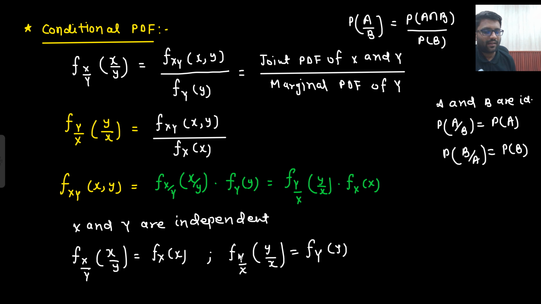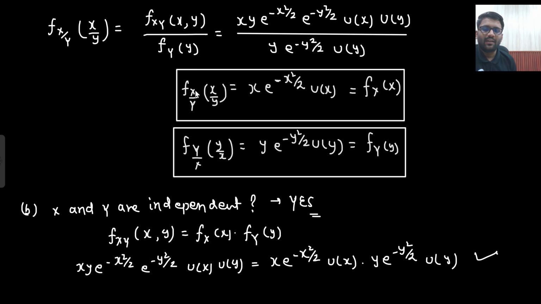So fy given x should be equal to fy. Are we getting the same thing here? Fy given x is equal to fy. Fx given y is equal to fx. So here only I could have said that x and y are independent. So we are just interrelating everything with probability. Everything is interrelated with mathematics only. So needlessly you find this particular topic difficult.